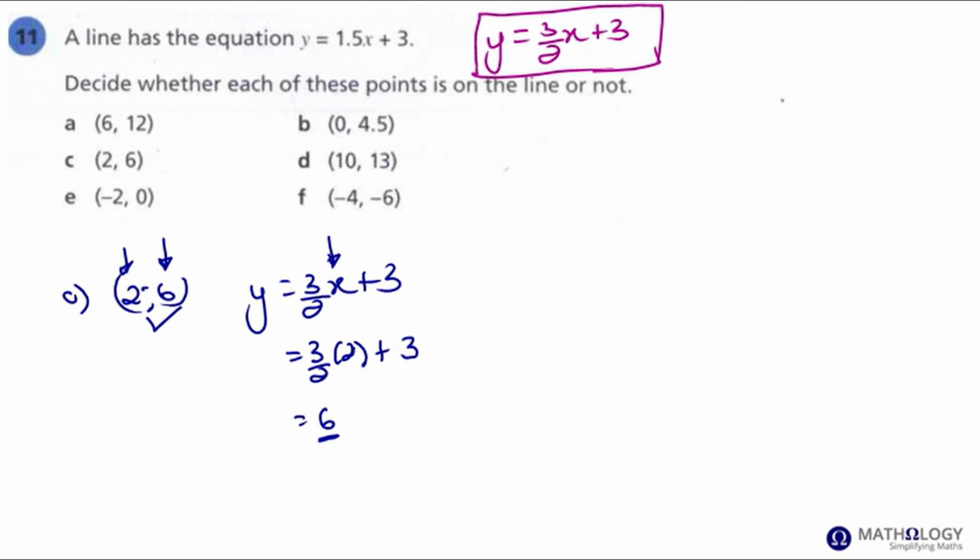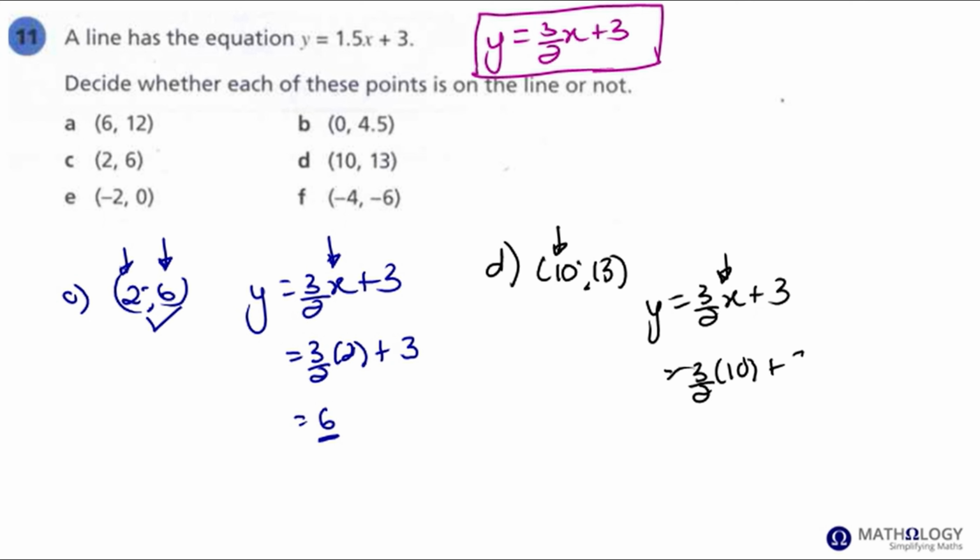Let's just do one more for completeness' sake. I'll leave E and F for you to do. Point 10, 13, y equals 3 over 2 x plus 3. Substituting x equals 10 in: 3 over 2 times 10 plus 3. 30 over 2 is 15. 15 plus 3 is 18. So we get 18, but the y coordinate is 13. That means this point does not lie on the function.